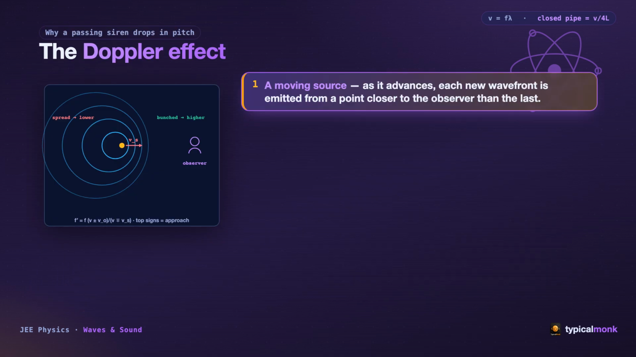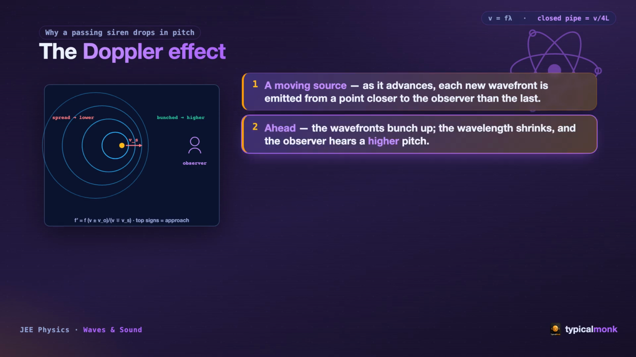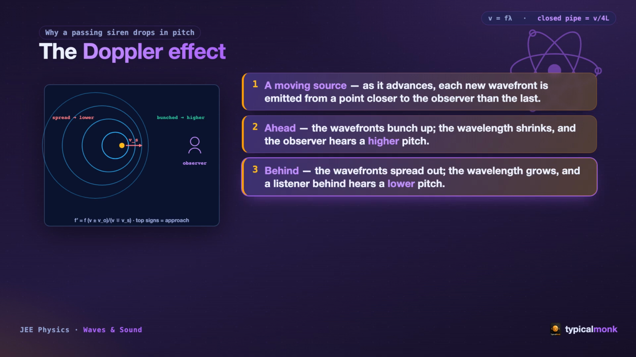Now the picture behind it. Why a passing siren drops in pitch. A moving source. As it advances, each new wavefront is emitted from a point a little closer to the observer than the one before it. Ahead of the source, the wavefronts bunch up, the wavelength shrinks, and the observer in front hears a higher pitch. Behind the source, the wavefronts spread out, the wavelength grows, and a listener behind hears a lower pitch.